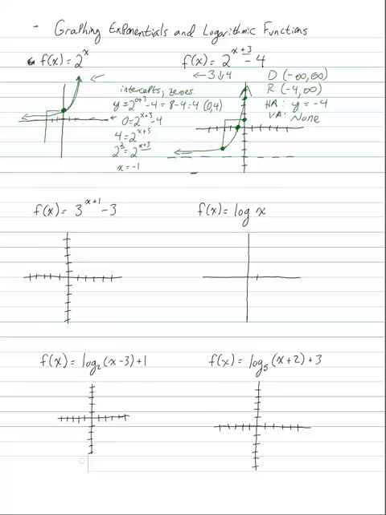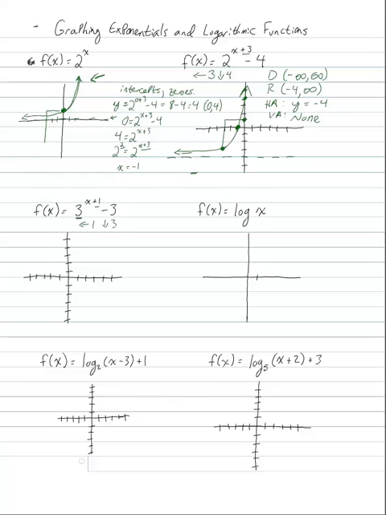Let's do another. Say I get f of x equals 3 to the x plus 1 minus 3. Now this 3 here, my initial 3, doesn't change much. Remember we graphed the previous ones, it still has the same shape as 2 to the x, so I'm just going to redraw that shape. The plus 1 is going to move it left 1. The minus 3 is going to move it down 3.